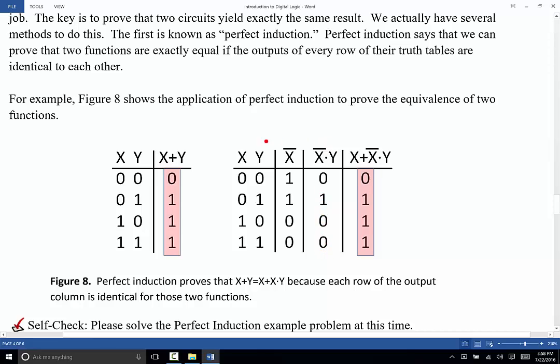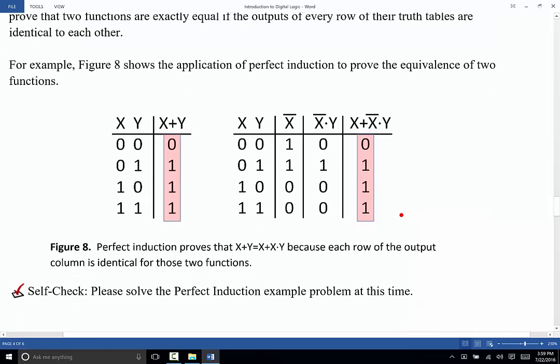Then if I'm going to OR x with not x and y, then I'm ORing together the first column with the 4th column. And so that gives a 0, and then 0 or 1 gives a 1, 1 or 0 gives a 1, 1 or 0 gives a 1. And so this is x or not x and y. If you look at those 2 shaded columns there, you can see that they are exactly the same in every single row. And if they're exactly the same, perfect induction says that those 2 equations are exactly equivalent to each other. So now you have enough information to solve the perfect induction example.